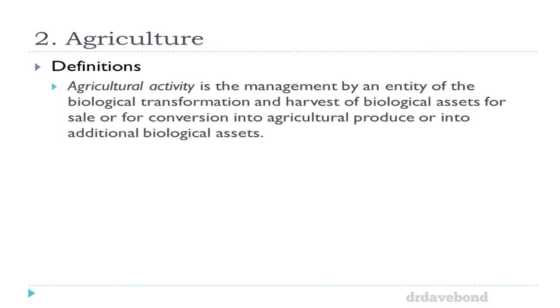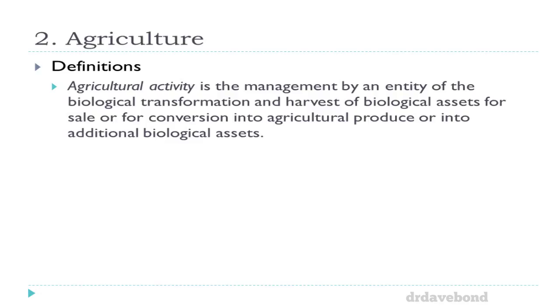Agricultural activity is the management by the entity of the biological transformation and harvest of biological assets for sale or for conversion into agricultural produce or into additional biological assets. So that means just because you've got biological assets doesn't necessarily mean it's agriculture. Agriculture is talking about transformation and harvest, which we'll define in a second. So we're thinking about picking grapes or picking apples or shearing sheep. We're doing something with it.